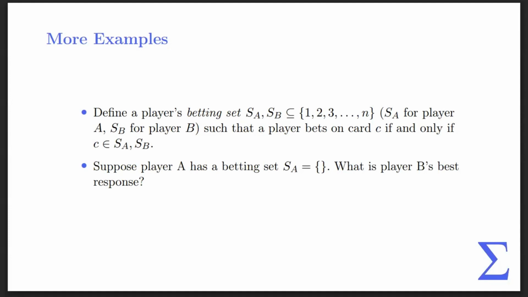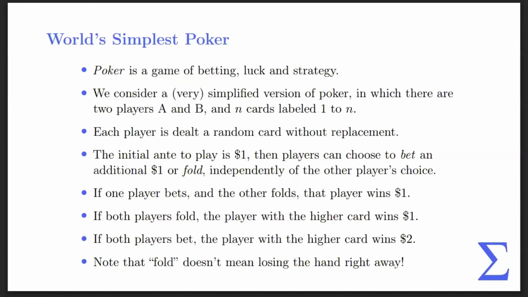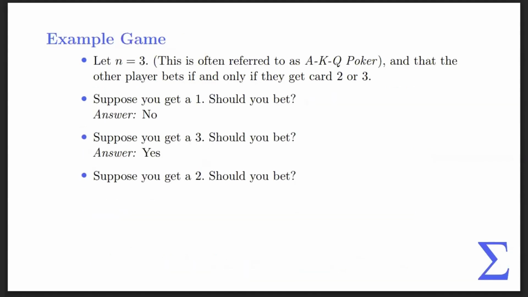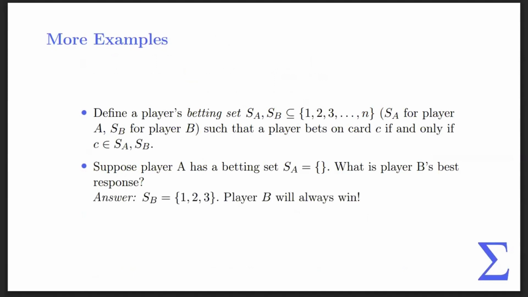So if player A has a betting set of the empty set, how should player B bet? Should they bet on the upper half cards? Wait, could you go back to the rules? The person that bets and the other person folds can win one. So they should always bet, because the other player always folds, so they guarantee they'll always win, essentially. Does that make sense?